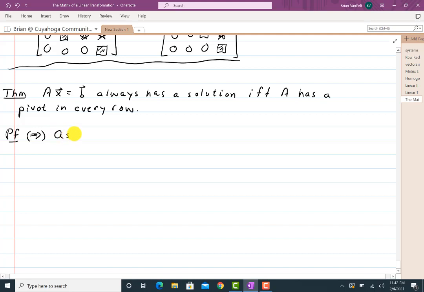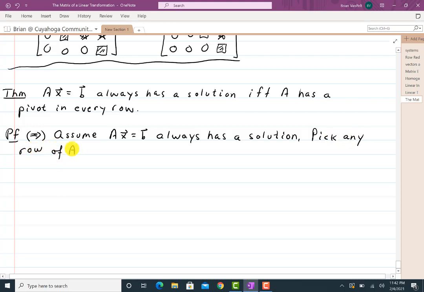Let us assume AX equals B always has a solution. That means you'll always be able to figure out what X is. All right, so let's go ahead and take a look at any row. So pick any row of A. Say row I.